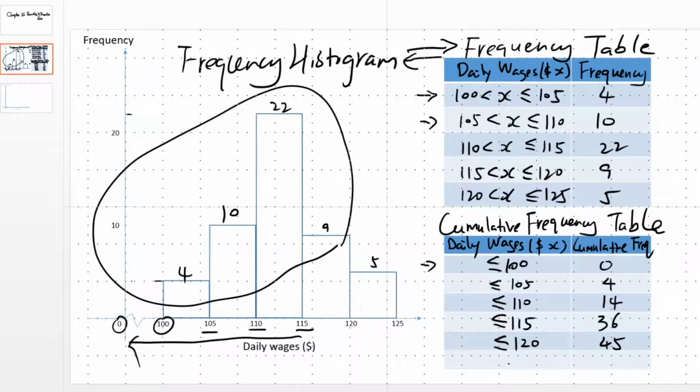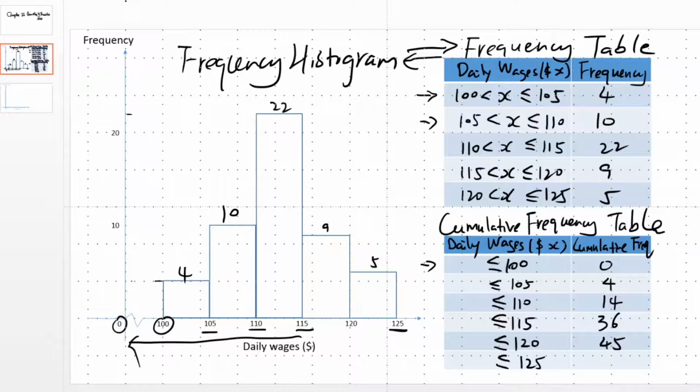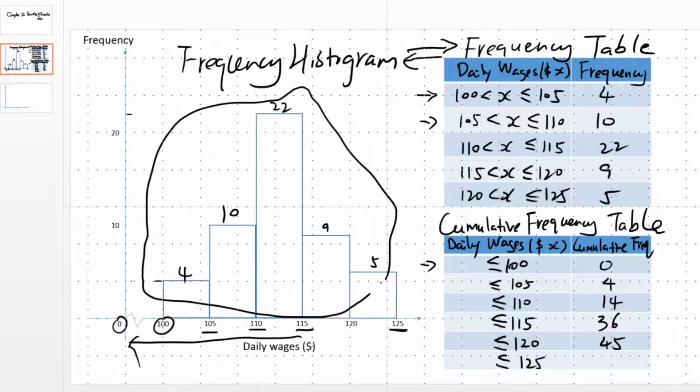Okay, so lastly, should be less than or equal to 125. So that's the last point. All right, so you should add up all these values. Okay, so this will be the last range, from 125 to the left to the beginning. All right, so if you add up all this, 4 plus 10 plus 22 plus 9 plus 5, you're supposed to get 50. Okay, so this is your cumulative frequency table.